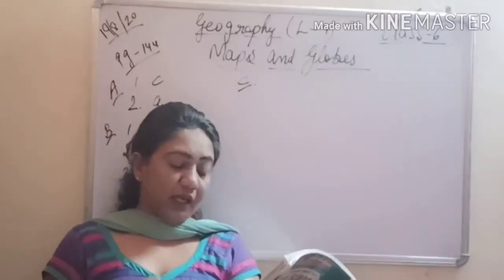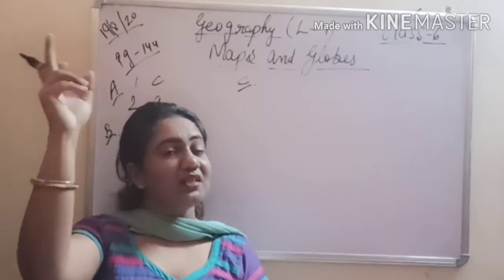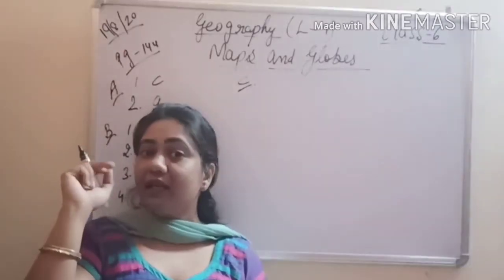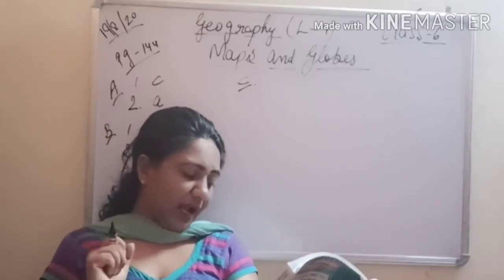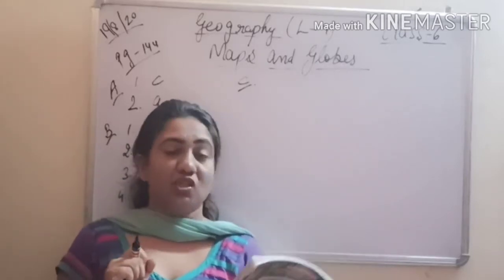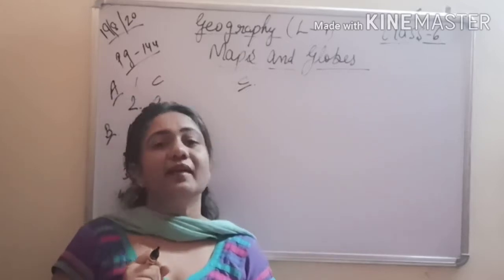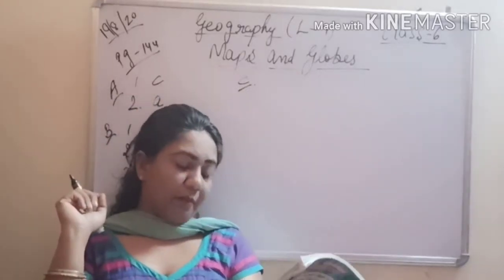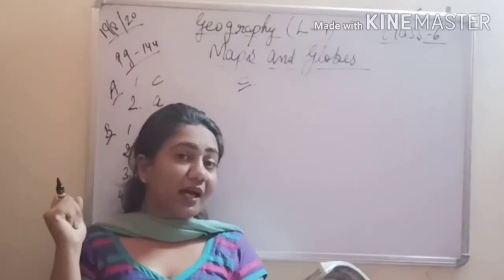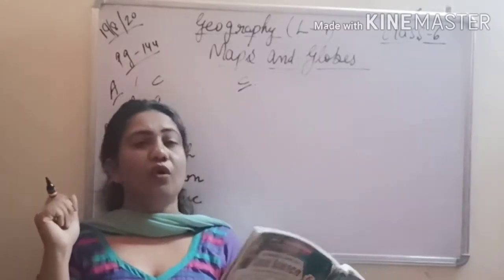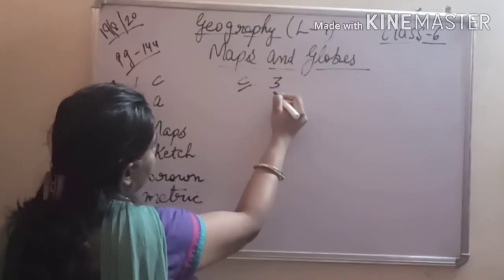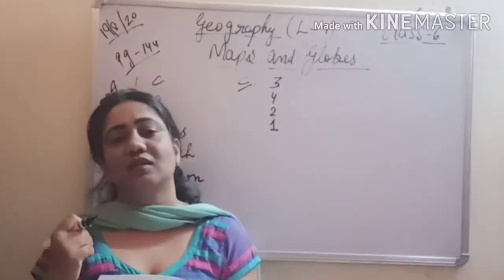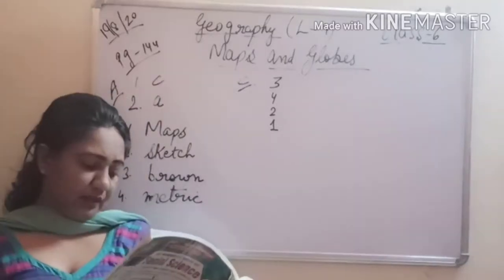Pole star, it always points to which direction? We have done that, north direction. So in front of A, write number 3. And the last one, political map, it shows countries and states. So in front of option B, just write down number 4. So what will be the correct series? It would be 3, 4, 2 and 1. So this is your series when you write down the answers.